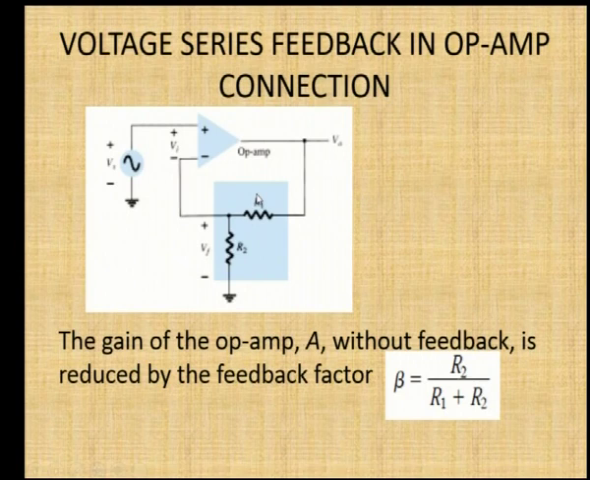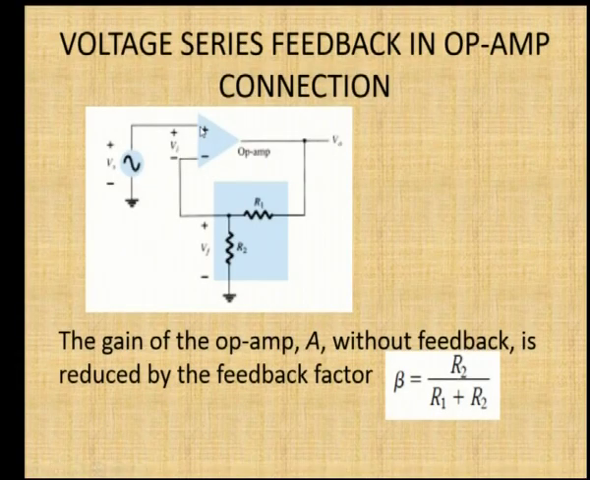In an operational amplifier connection, how is the voltage series feedback given? Here this is an operational amplifier, and some of the output of the amplifier is given as the input to one of the input terminals through the resistance R1, right, and the same point is grounded through the resistance R2. Here you have to see the voltage series connection. If it is voltage, then you are taking across this resistance, and if it is in series connection, you have to give the signal in series to the input signal. Right. So, the voltage across the resistance R2 is taken.